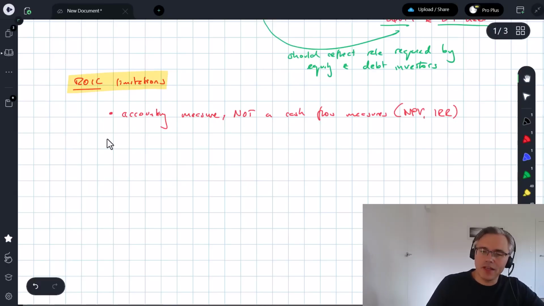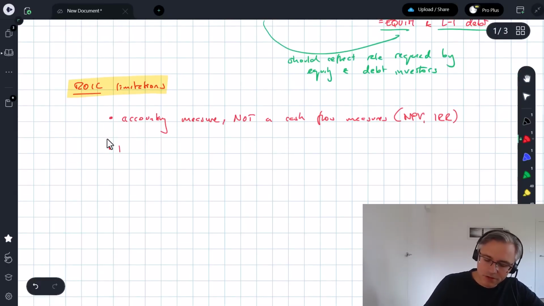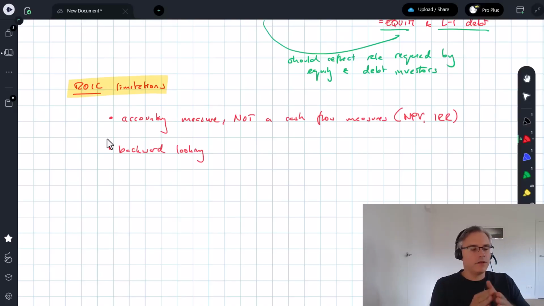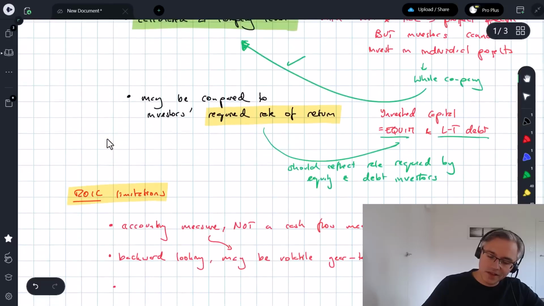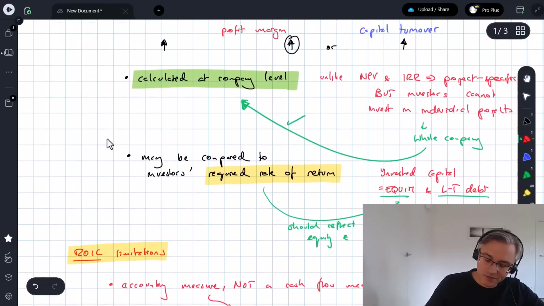Because it's a measure based on financial statement data, it's going to be backward-looking. With NPV or IRR, this is forward-looking because you're projecting future cash flows, not looking at the past. Here, you are indeed looking at something that's already finished. And because accounting measures, especially profit measures, can be quite volatile from period to period, the measure itself, the return, may also be volatile on a year-to-year basis.